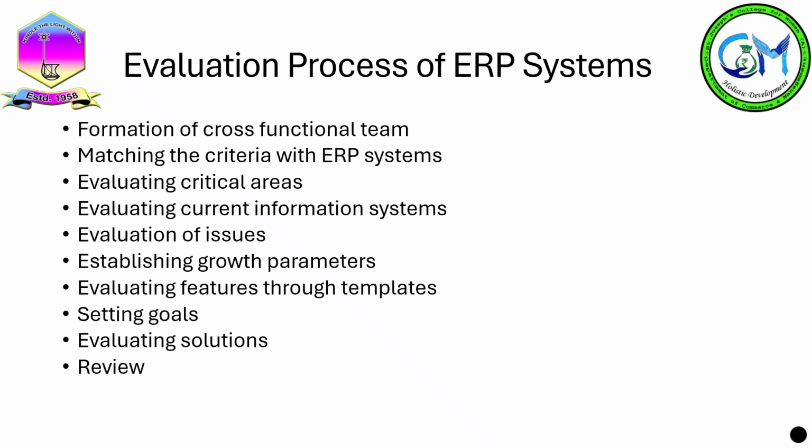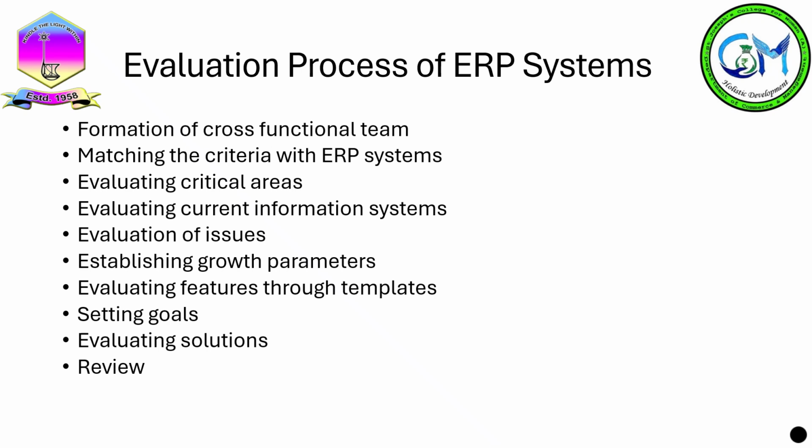The next step is matching the criteria with ERP systems. The members of the team finalize the criteria based on the reasons and conditions that exist within the company that have led to the decision to select an enterprise system. The next step is evaluating critical areas. The company's resources are identified and assessed. The intention is to evaluate the areas that are most critical to the company's ongoing growth.